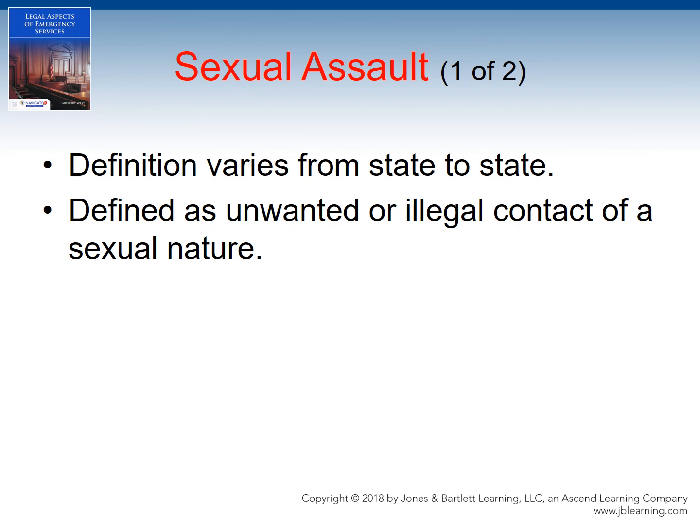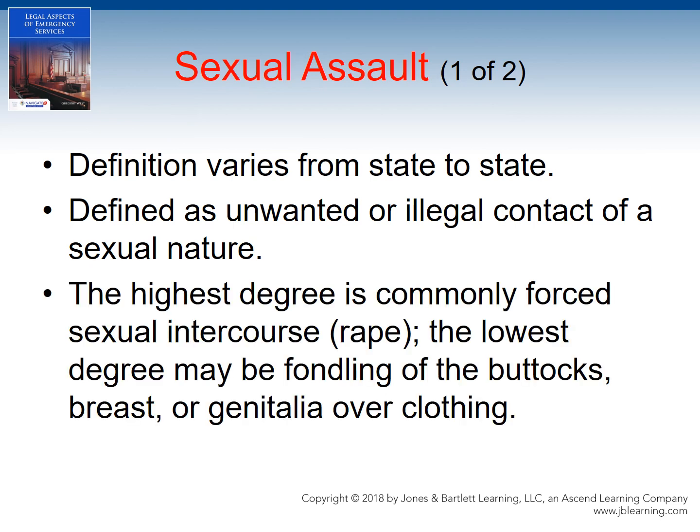While common law used to define sexual crimes by terms such as rape, groping, and so on, newer definitions recognize unwanted or illegal contact of a sexual nature as sexual assault, with different degrees defined based upon the severity of the touching. The highest degree of sexual assault, first-degree sexual assault, which was previously routinely referred to as rape, involves forced sexual intercourse. The lowest degree of sexual assault commonly involves touching an individual's buttocks, breast, or genitalia over clothing.